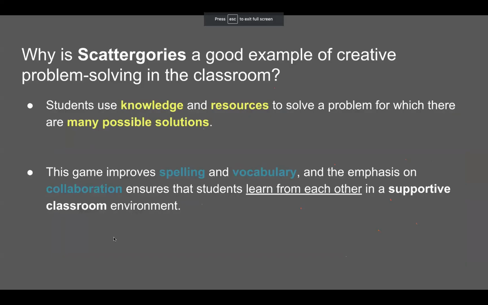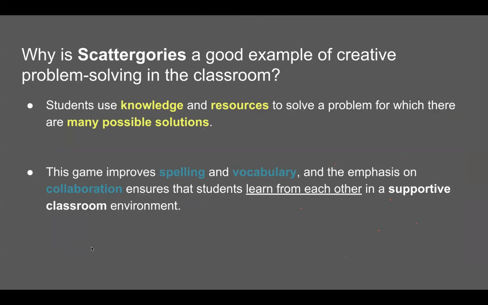So why is Scattergories a good example of creative problem solving in the classroom? The students use their knowledge and resources to solve a problem for which there are many solutions. Remember, I mentioned many solutions before. We don't have only one solution, we have many possible solutions. This game is designed to improve spelling and vocabulary and to emphasize collaboration, because this is usually a group game and students learn so much from each other. And this is to cultivate a supportive classroom environment.